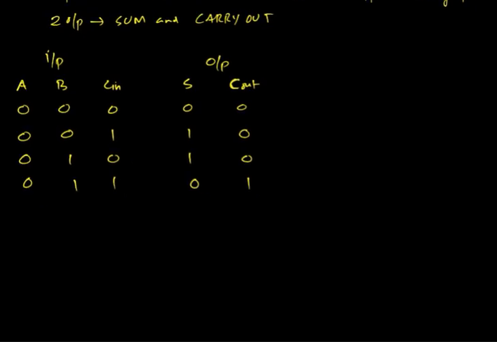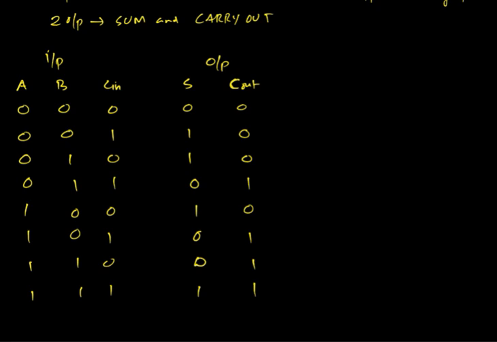Now the other possibilities are, if you consider A equal to 1, B equal to 0 and carry input 0, here sum will be 1 and carry will be 0. If you consider 1, 0, 1, here sum will be 0, carry will be 1. When 1, 1, 0, here sum will be 0, carry will be 1, and if you consider 1, 1, 1, here sum will be 1 and carry will be 1. So this is the truth table for a full adder.